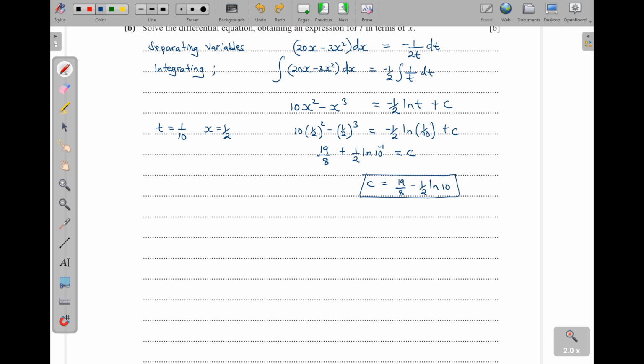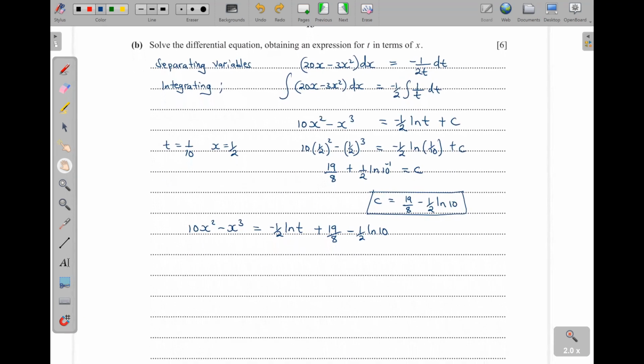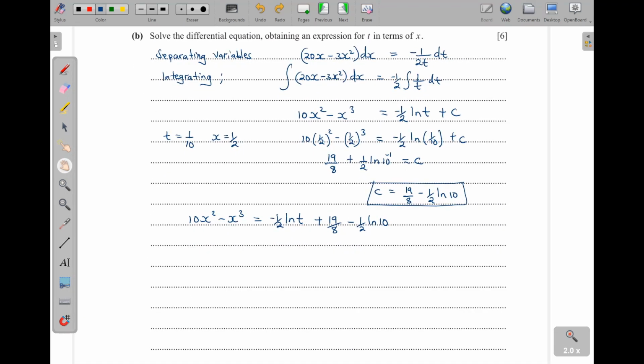So this means that we have 10x squared minus x cubed, which is equal to negative a half, then the natural log of t, and then plus 19 over 8 minus the natural log of 10, okay? This one here is the value of C. Now, they told us to express t in terms of x. So we make t the subject of the formula.